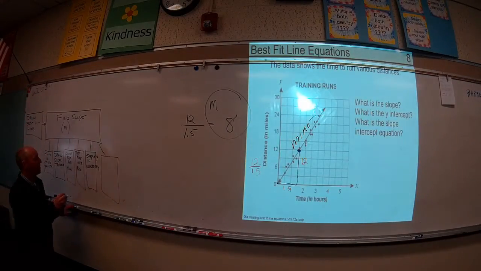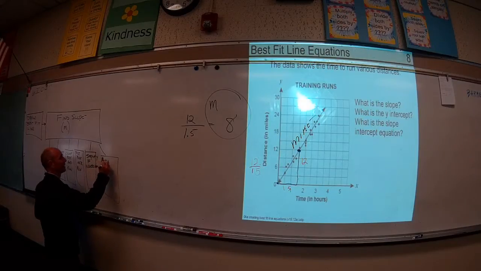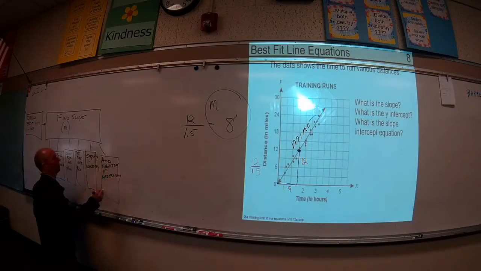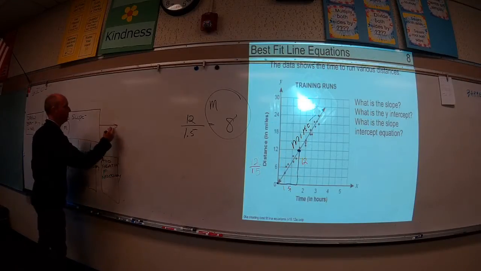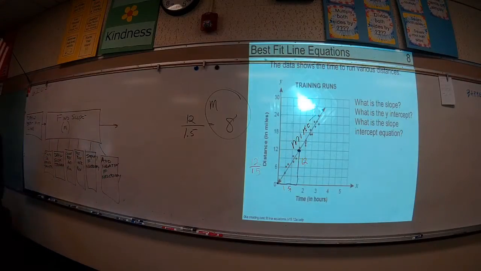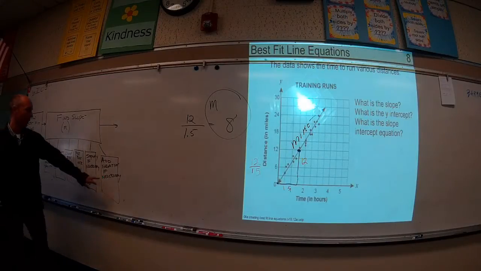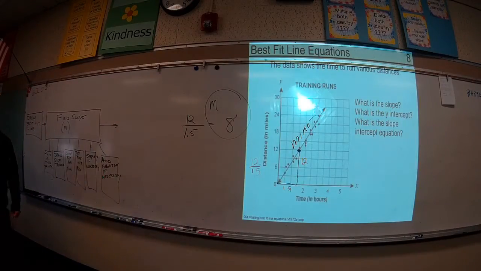Okay, so add a negative if necessary. Okay, good. So we found the slope in 1, 2, 3, 4, 5, 6 easy steps. After finding the slope, I think it's time to talk to Griffin. After I find the slope, what do I do?